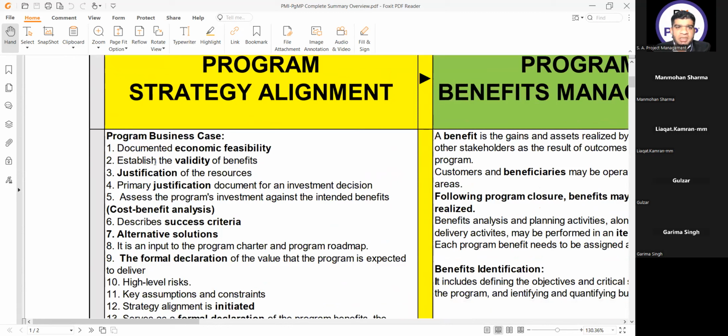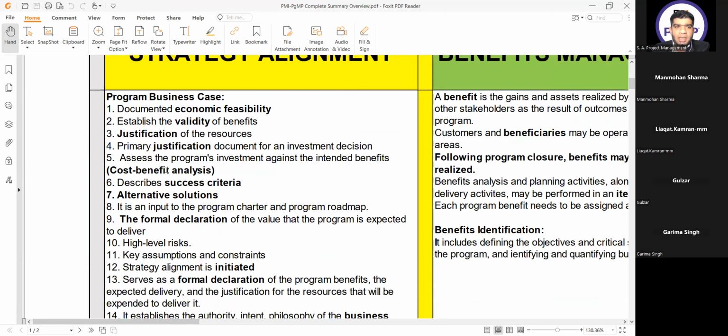Number 2, establish the validity of benefits. And further, in every step also I have highlighted the keyword. So you don't need to remember the whole line, only remember the economic feasibility, validity, justification of the resources, primary justification document for an investment decision. Again, the word is justification. Assess the program's investment against the intended benefits, also known as cost benefit analysis.